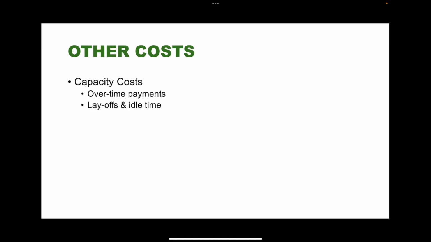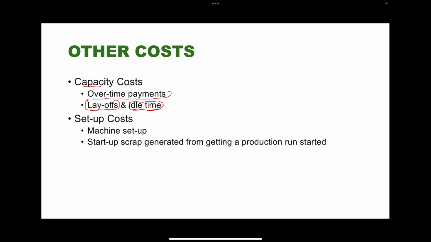So other costs are the capacity cost. That means if you want to produce in excess to meet the increasing demand, then you need to pay overtime to the laborers, etc. And then there is a cost associated with layoffs and idle time. That means if the demand is very low at a particular time, then you need to decrease the production. You may need to lay off, fire many employees, and also there is a lot of idle time of the machines and the employees.